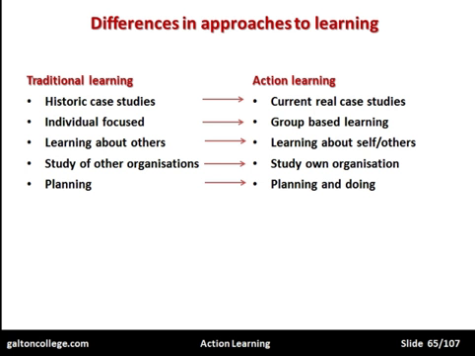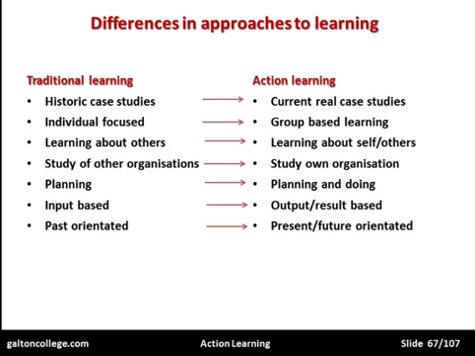Traditional is planning learning, and action is planning and doing. It's planning the solution and doing it. Traditional is input based. It's the tutor makes a contribution and the student writes it down. It's input, coming from the tutor to the student. Action learning is output. The group come up with ideas and they try to implement the ideas. So it's based on output. Traditional is looking at the past, whereas action is looking at the present and the future.